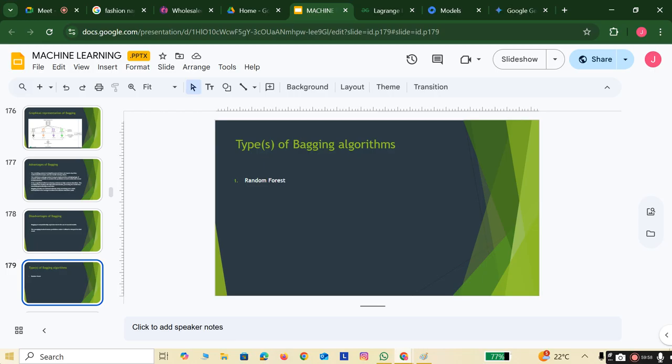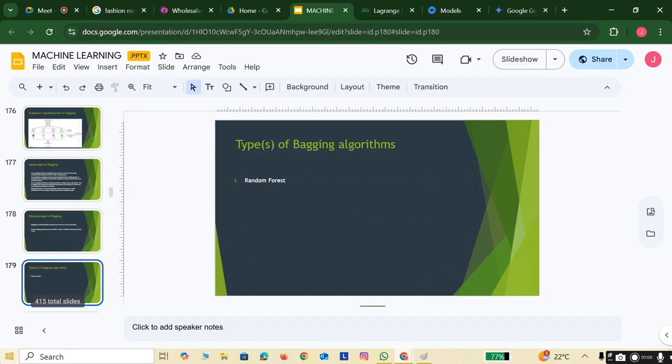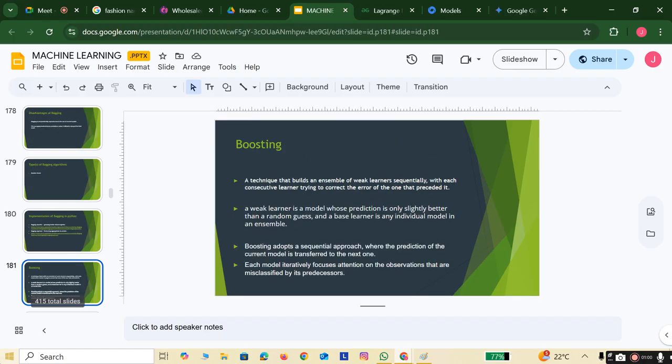And one type of bagging algorithm is random forest. So in short, the graphical representation here just represented random forest. So I'm done. So in that case, random forest has been implemented. I think we can stop at that point.